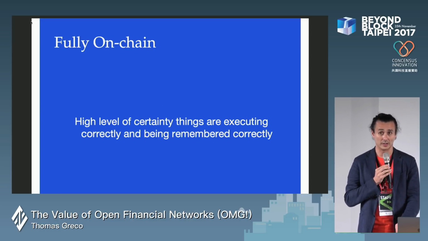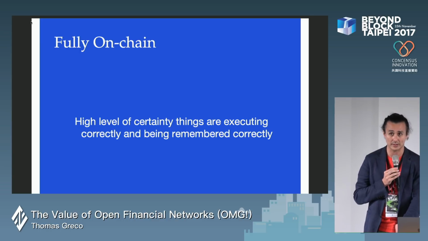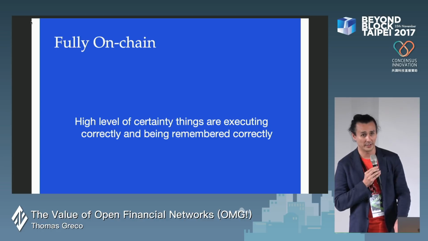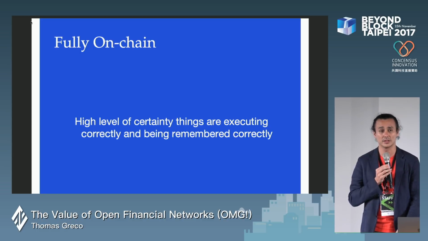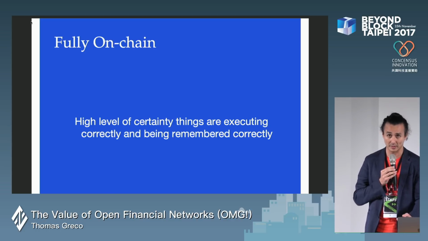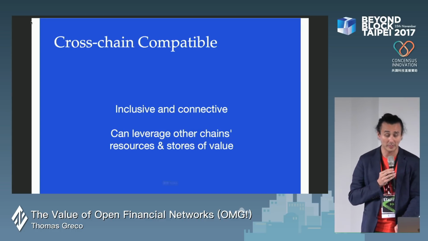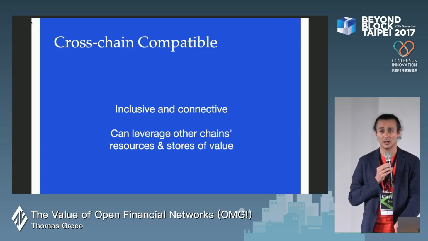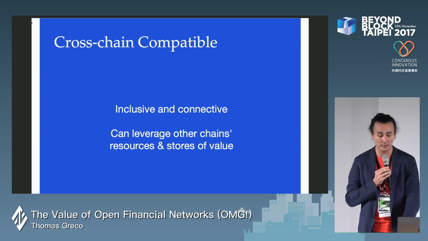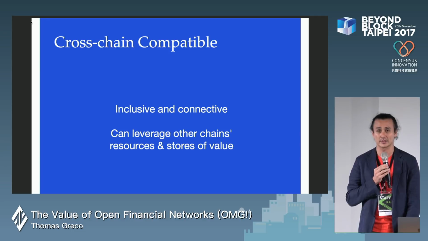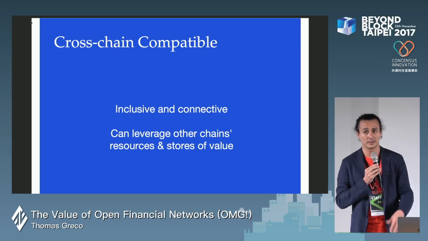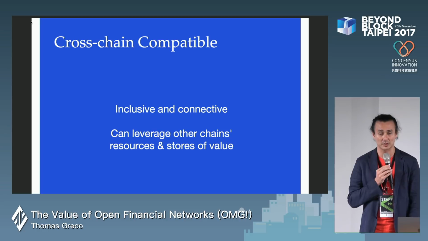It is fully on-chain. It means that there is a high level of certainty that things are executing correctly and being remembered correctly. That is the advantage of putting something on a blockchain by using massively replicated ledger construction. It is very difficult to make some mistake and not find that some mistake has happened. Cross-chain compatible means that this decentralized exchange that runs essentially connected to Ethereum will also be able to talk to other blockchains, other ledgers, including the efforts that are being made in those directions, and able to then therefore leverage the resources and stores of value that are contained on all these other amazing blockchains, and we have hundreds of them.